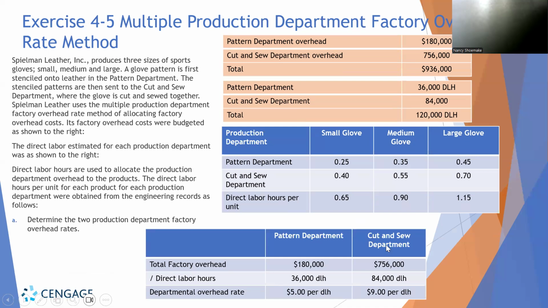So as we look here, we take our overhead of 180,000, divide that by our 36,000 labor hours. We see for the pattern department, it's $5 per direct labor hour. In the cut and sew department, 756,000 with 84,000 direct labor hours. That's $9 per direct labor hour. So again, this is significant. One is a lot cheaper than the other, isn't it?